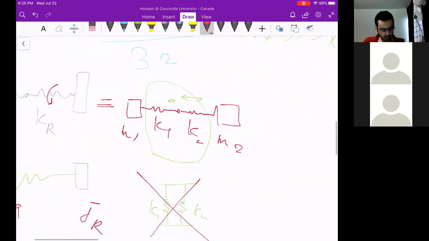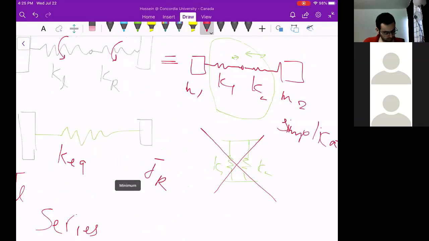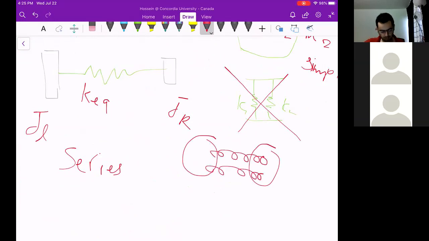This is just for simplification. For a torsional system, what would be a parallel arrangement? Maybe there are some here and some here, I'm not sure. So it would be like two shafts? Maybe. It's very difficult to imagine for the torsional. Okay, no problem. Yes, difficult.